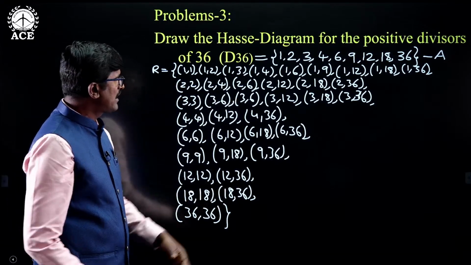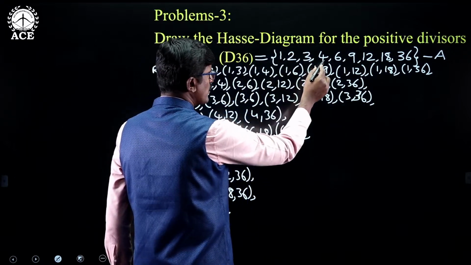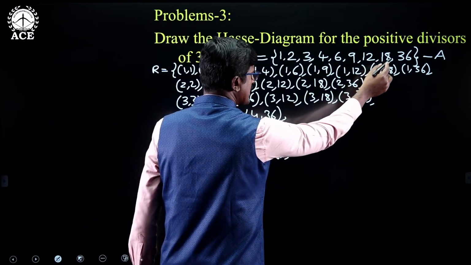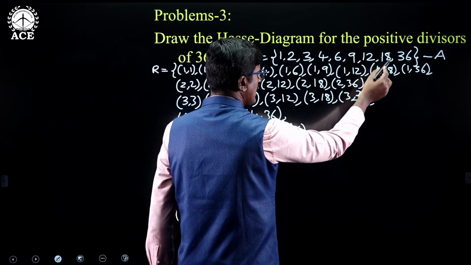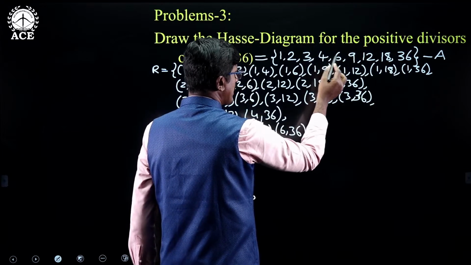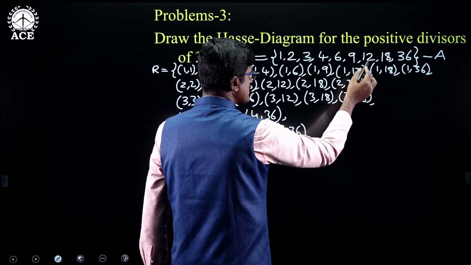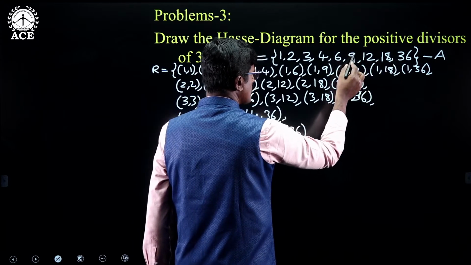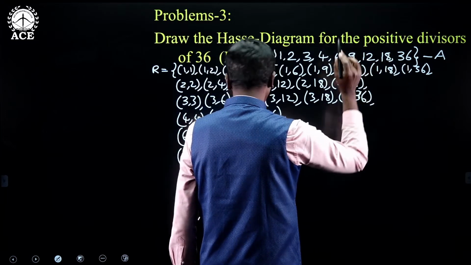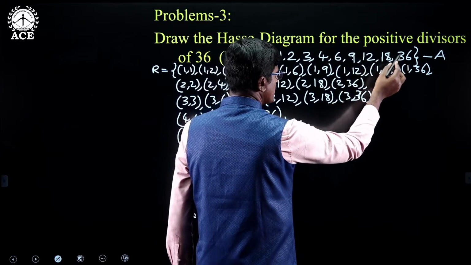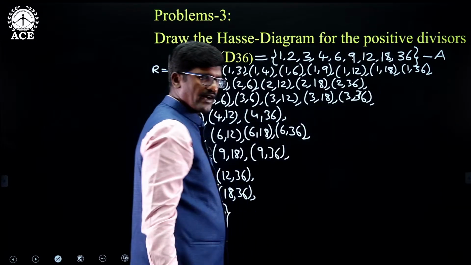So here if you take the elements, 1 is dividing all other elements. 2 is dividing 4, 6, 12, 18, 36. 3 is dividing 6, 9, 12, 18, 36. 4 dividing 4, 12, 36. 6 divides 6, 12, 18, 36. 9 divides 9, 18, 36. Next 12 divides 12, 36. 18 divides 18, 36. 36 divides 36.